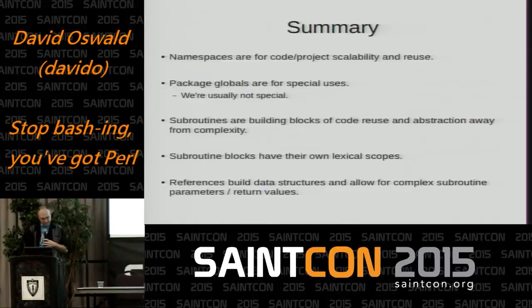So, a summary: namespaces are used for code and project scalability and reuse. We didn't touch too much on those. The general day in and day out use case is not to really deal with them too much. Package globals are for special uses. Subroutines are the building blocks of code reuse. Subroutine blocks have their own lexical scopes, and references are used for building data structures.